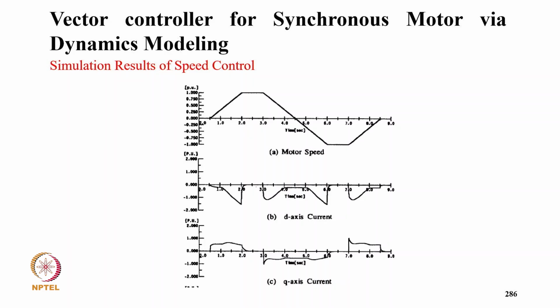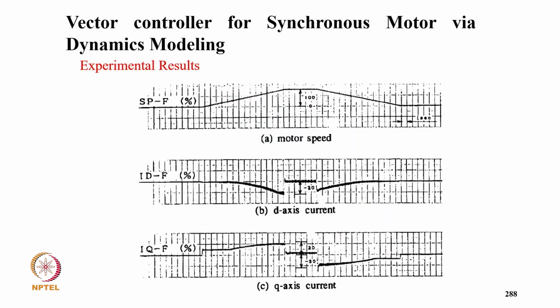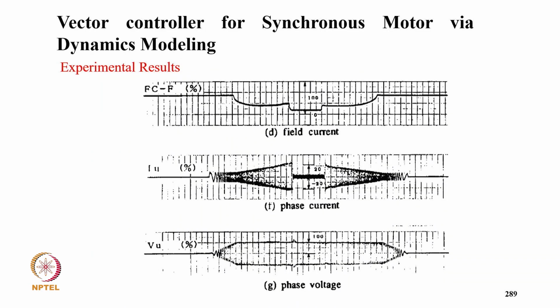And this is typically a simulated response of the speed control, how the real D axis and Q axis current looks like during starting, then reversal and steady state running. And this is typically the terminal voltage, and typically field current and terminal voltage. And this is typically the exponential response in terms of your IQ, and typically the speed. And this is the field current and phase voltage.